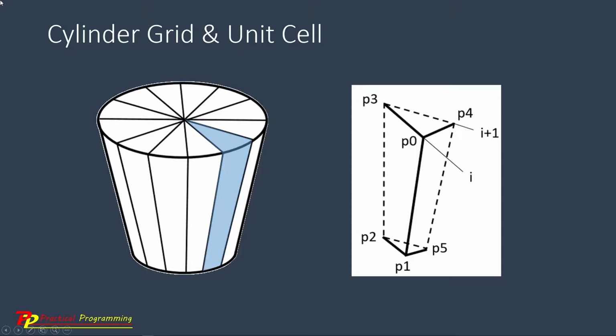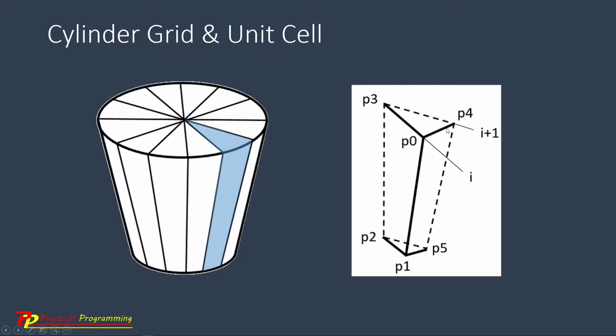To create a cone wireframe, here we will consider a general cone shape. That is, it has a different top and bottom radius. Here we will divide the cone into many slices to form the surface grid. The unit cell is formed by the line i and the line i plus 1. You can see that each unit cell contains 6 vertices.